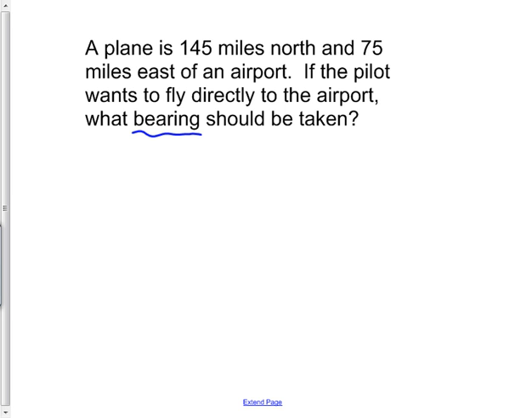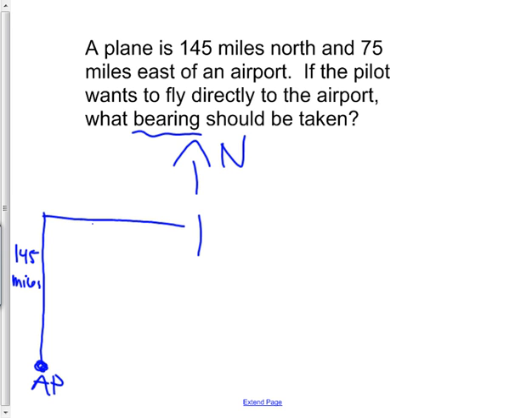So first thing first, draw that arrow with north. It's always our starting point. Then we're going to say the airport's down here. And we're going to say it's down there because the plane is 145 miles north and 75 miles east. So this is where our plane is.